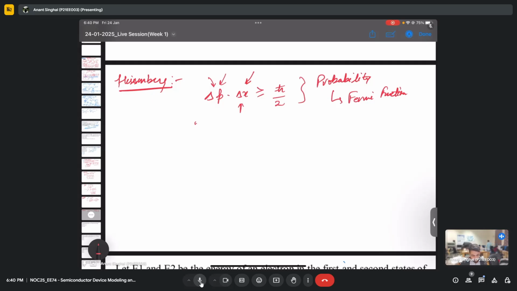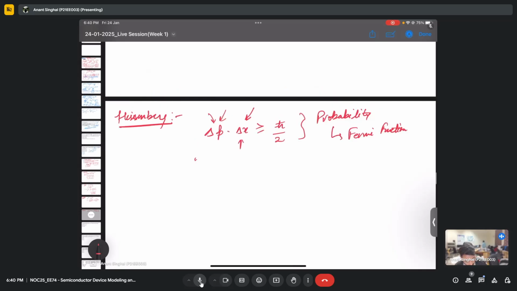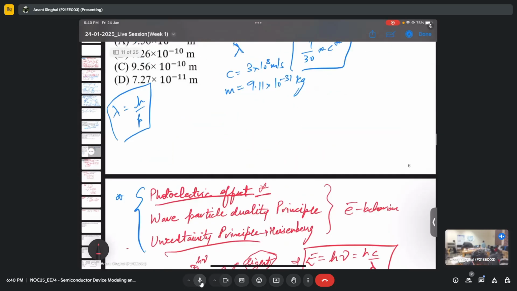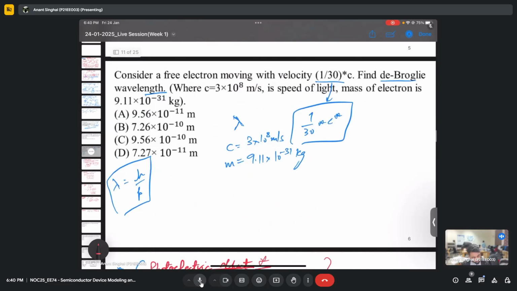So yeah, that is the three main principles. Next, I guess there is Bohr's model, but we'll talk about that later. Let's see what was the problem. So now we have a free electron moving with a certain velocity. We need to find the wavelength, and everything is given. So maybe you can give it a try, take 2 minutes and let me know what the answer is for this particular problem. I'll give you 2 minutes only.